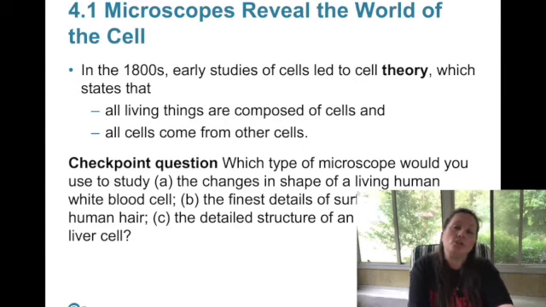So we have a checkpoint question because of course we do. We've been on this PowerPoint for 4 slides. We have to have a checkpoint. Anyway, which type of microscope would you use to study A, the changes in shape of a living human white blood cell, B, the finest details of surface texture of a human hair, and C, the detailed structure of an organelle in a liver cell?